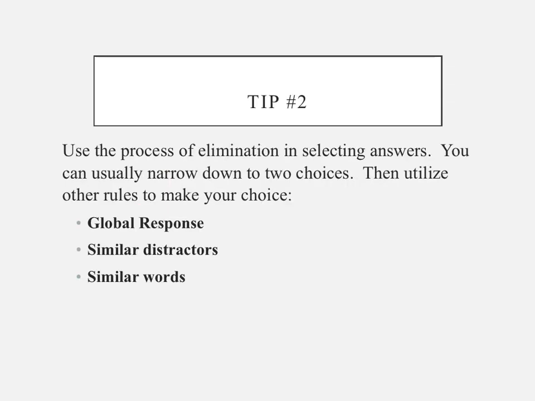Tip number 2, use the process of elimination in selecting answers. You can usually narrow down to 2 choices, then utilize other rules to make your choice, like a global response, similar distractors, and similar words. So let's look at those.